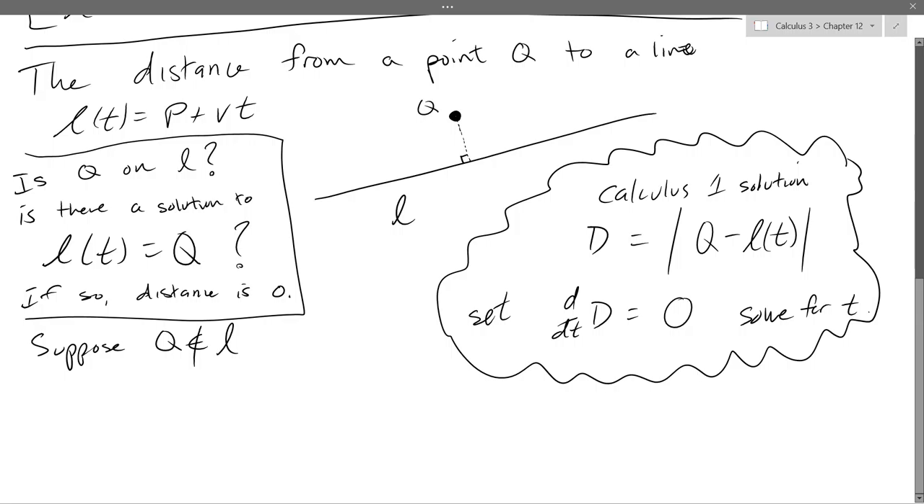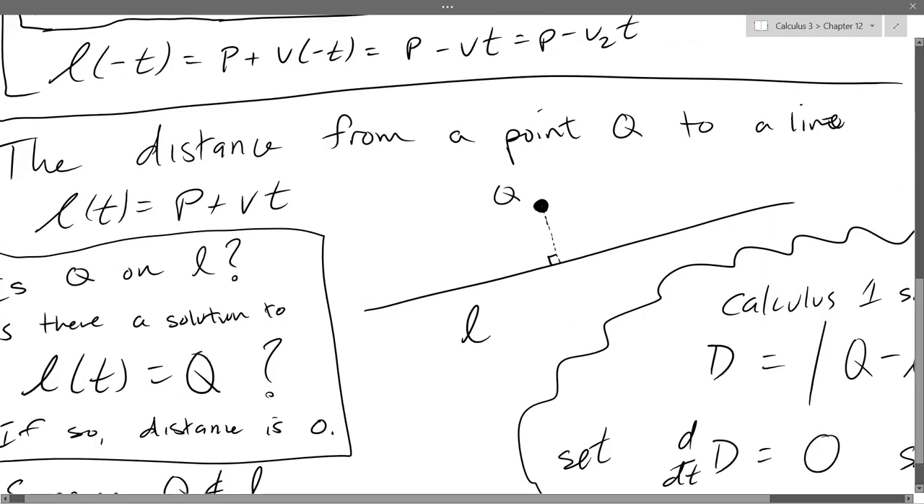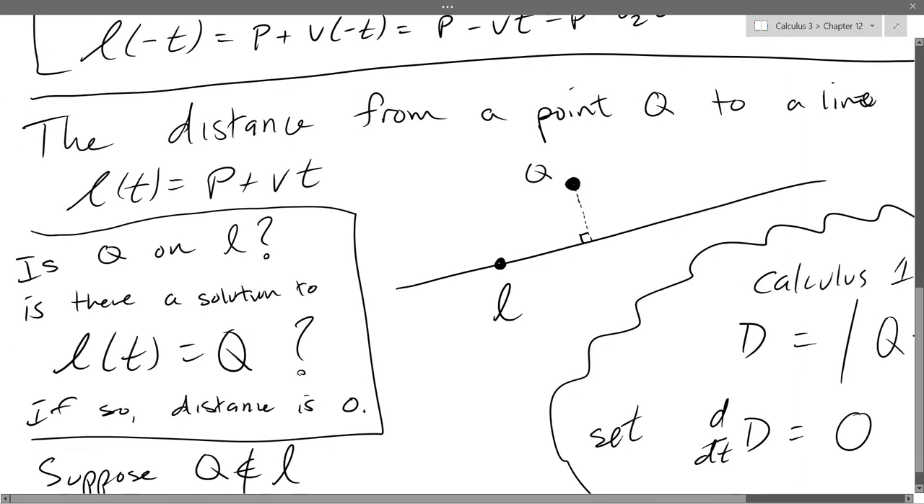All right, so let's forget about this. This is the good old days where you're maximizing stuff. Let's do this without calculus, which is weird because we're in calculus class. But I said there's no calculus in chapter 12.